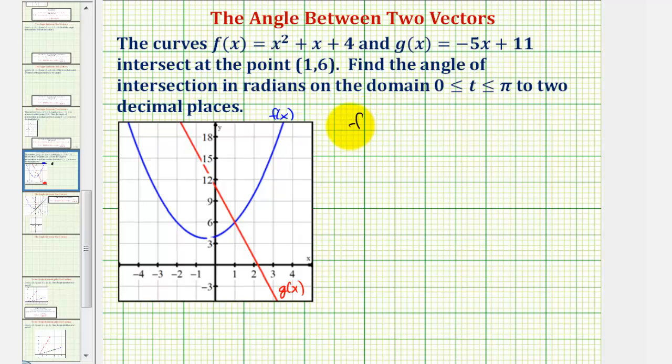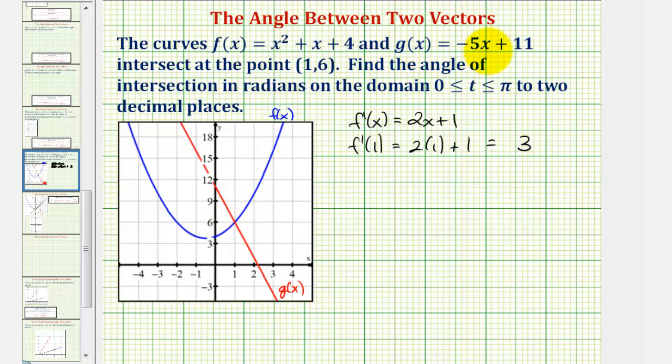So notice f prime of x would be equal to 2x plus 1, and therefore f prime of 1 would give us the slope of the tangent line to the blue curve at this point, which would be 2 times 1 plus 1, which is equal to 3. So the slope of the tangent line to this blue curve at the point of intersection is positive 3.